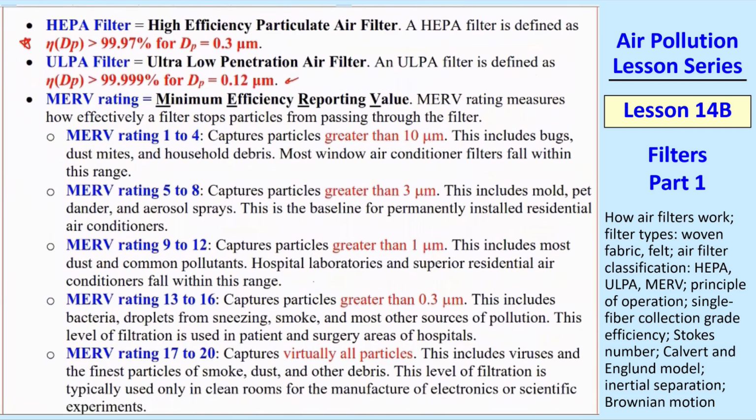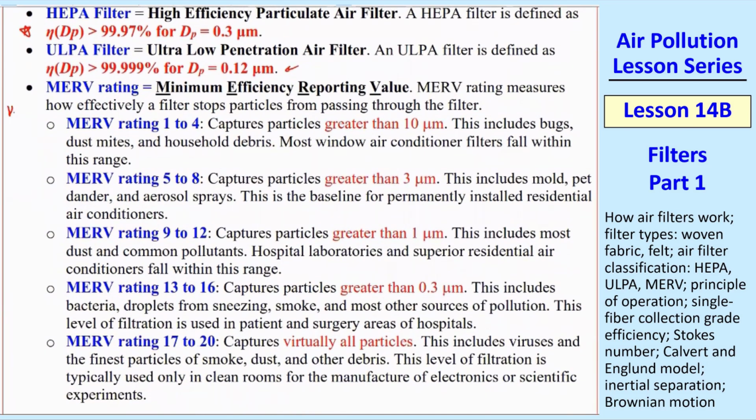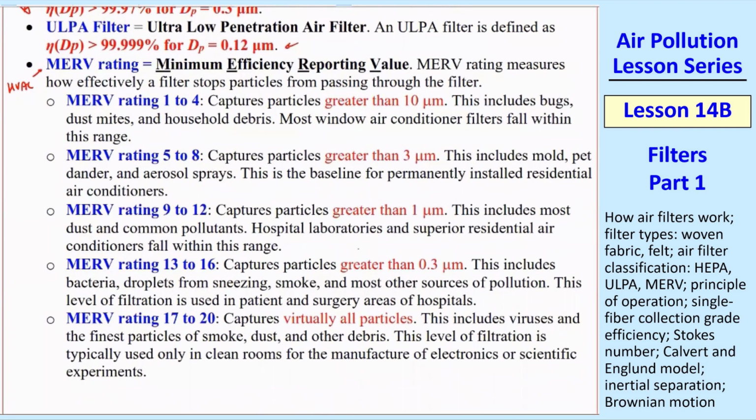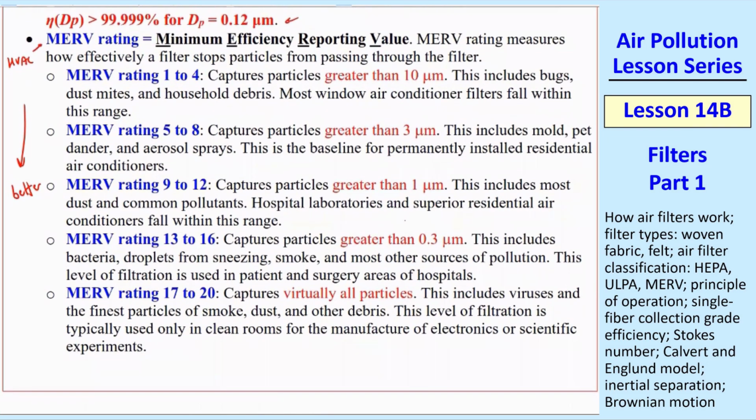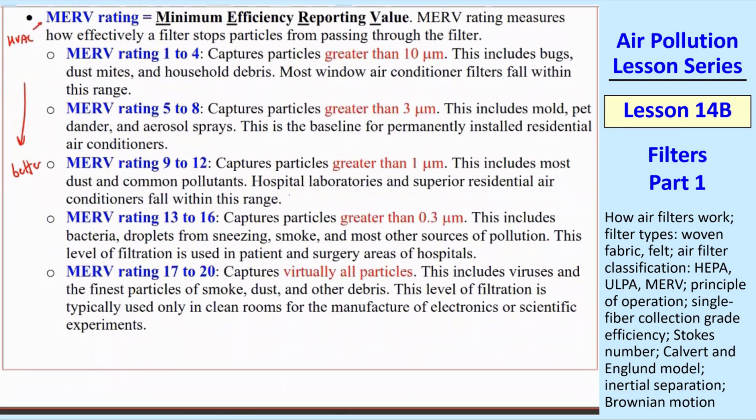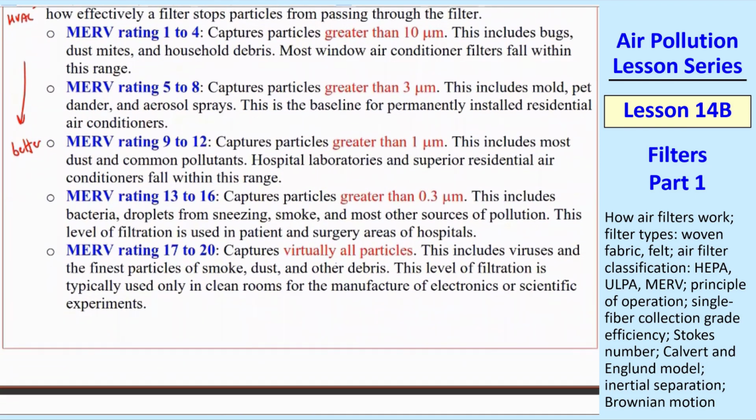And then there's also MERV rating, and this is used by HVAC people. And this is kind of a strange one. It means minimum efficiency reporting value, but it talks about capturing particles greater than certain sizes. I haven't been able to find what the actual efficiency of them is. They're rated in these numbers. They keep getting better as you get a bigger number. MERV 1 to 4 are pretty crappy, and then you get some better ones. Permanently installed residential air conditioners, etc., have about a 5 to 8, and then you get into some bigger ones.